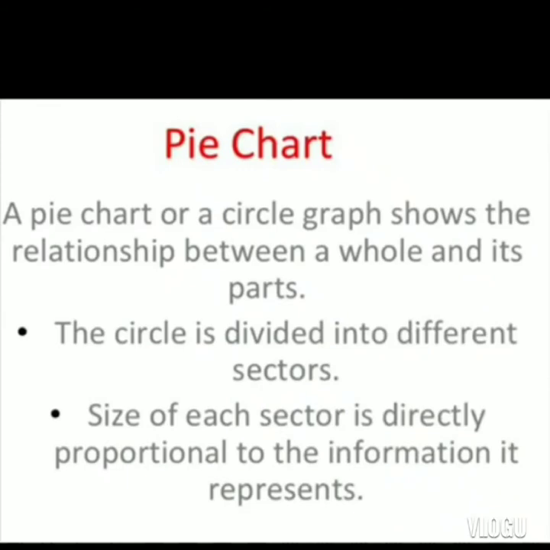Pie charts are specific types of data presentation where the data is represented in the form of a circle, not in the form of bars or pictures. A pie chart, which is also called a circle graph, shows the relationship between a whole and its parts. In this, the circle is divided into different sectors and the size of each sector is directly proportional to the information it represents. I'll make this clear by taking an example.